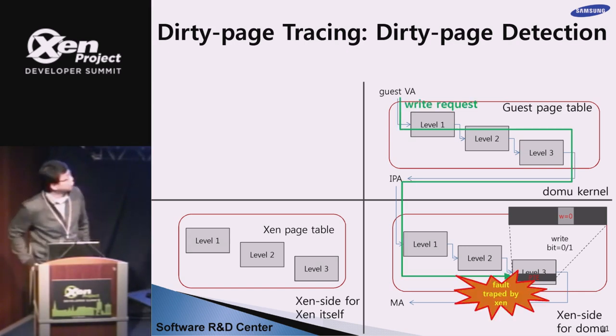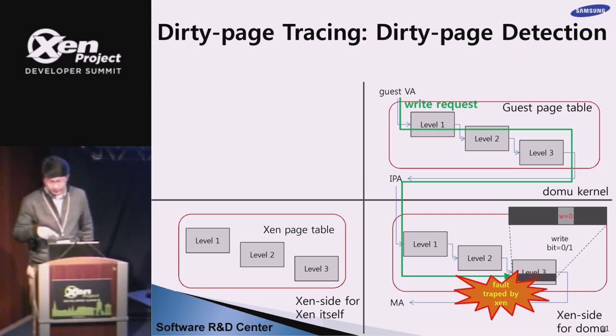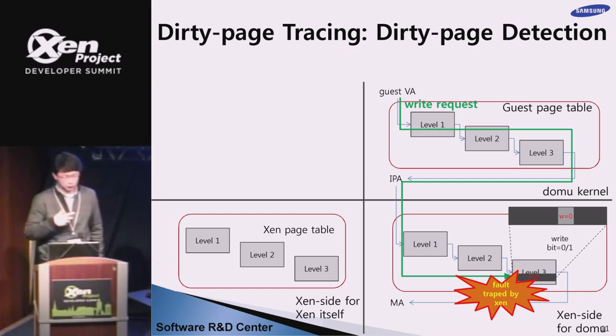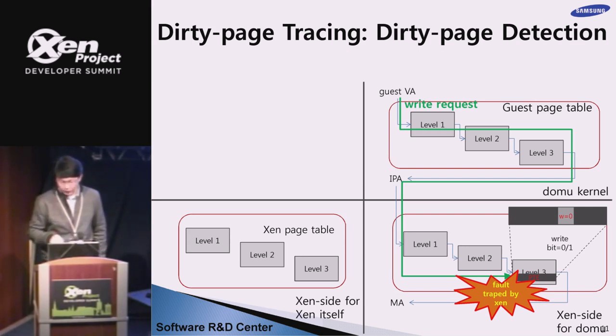So whenever domain new tries to write something, a write permission fault happens and it is trapped by Xen, and we can basically record the page frame number, so we can know which page is dirty. And then we have to set this page to read write in order to keep the domain new continue executing. That means at this trapped moment, we have the guest physical address, which should be mapped to the guest machine address, and we have to change the corresponding leaf PT entry to read-write.